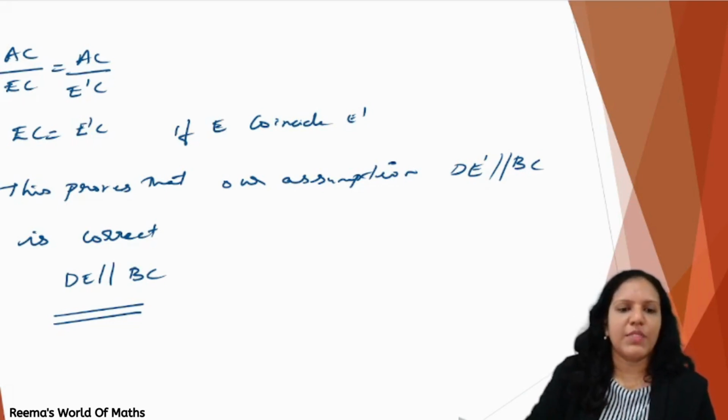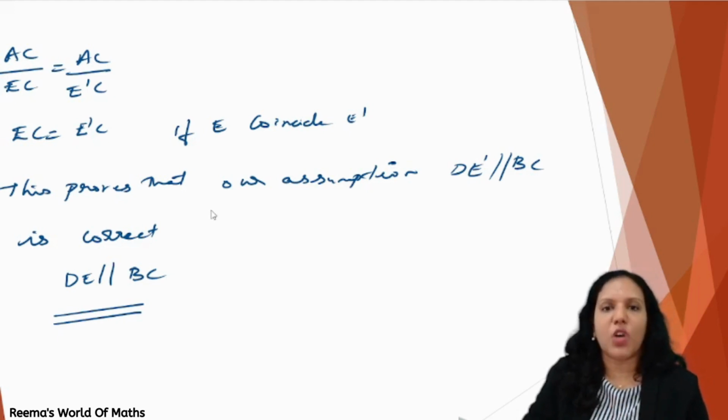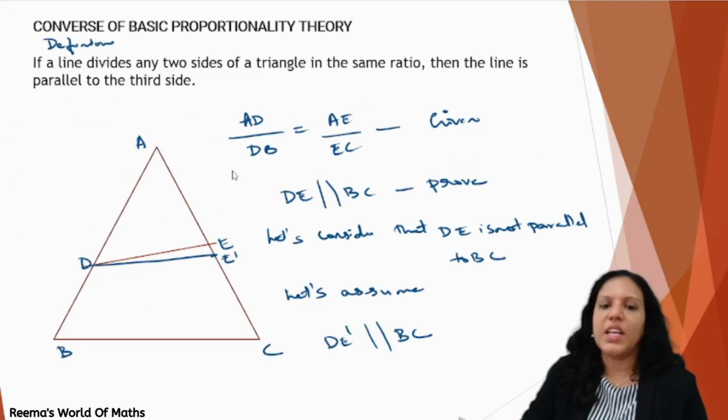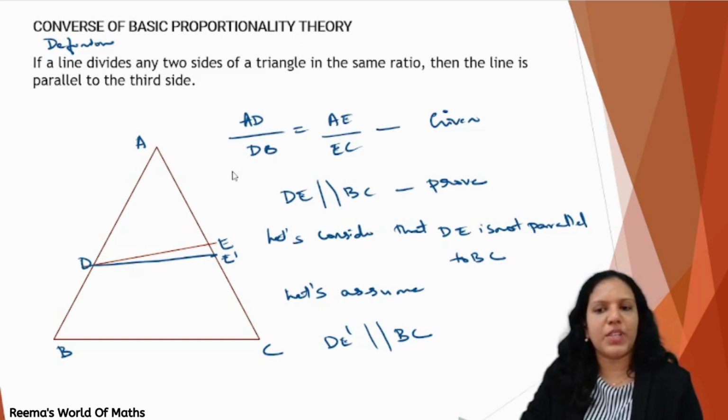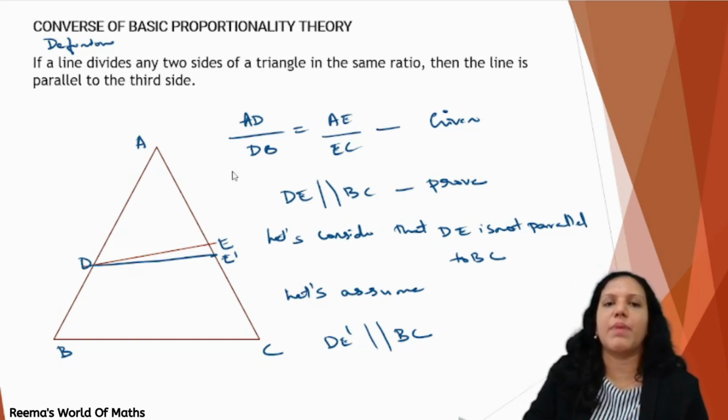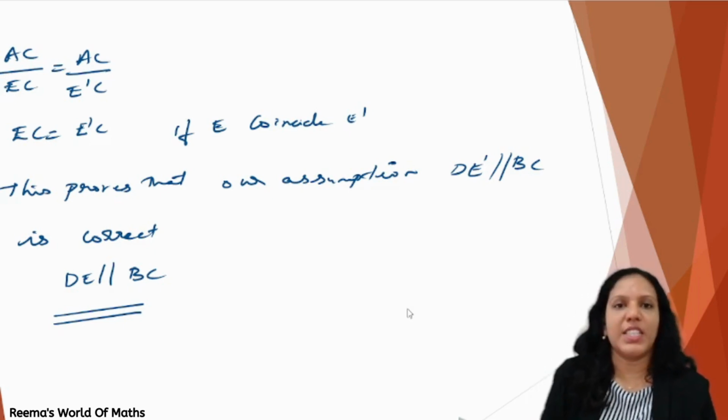So what does the converse of the basic proportionality theorem say? If a line divides any two sides of a triangle in the same ratio, then the line is parallel to the third side. So now we have proved that the line is parallel to the third side.